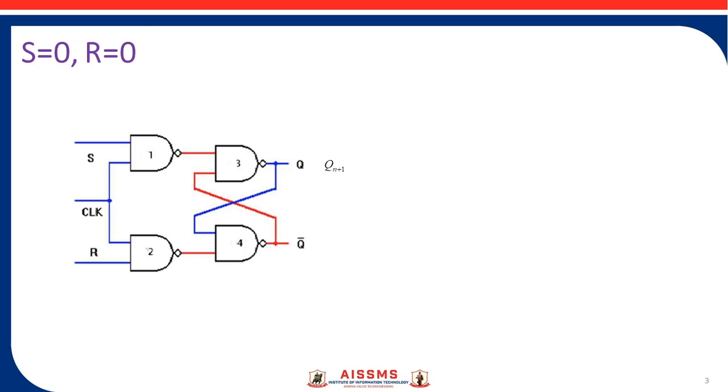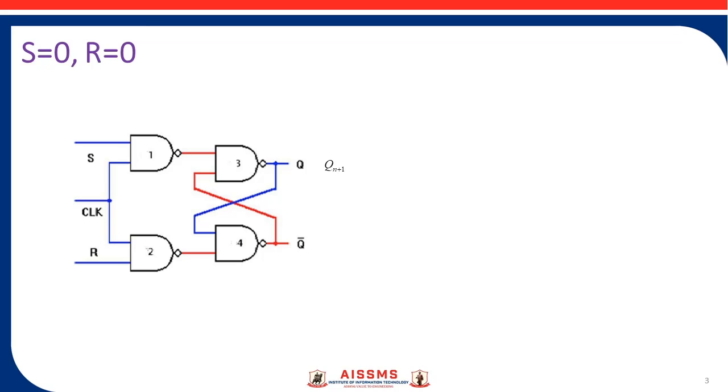There are two inputs, so the number of possible combinations will be 4. That is, S and R both will be 0. Next combination is both will be 1. And next, any one of these two inputs is 1. So let us see what will be the next state for each combination.